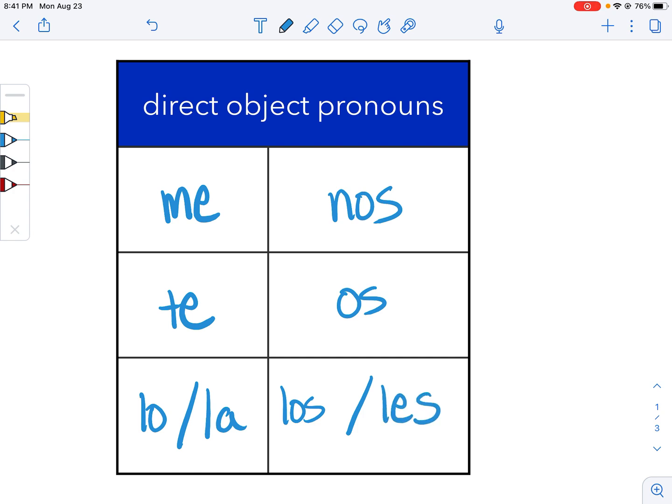Okay, in English we translate these to me, you, him, or her, or it, keeping gender in mind, us, y'all, or you, and them.